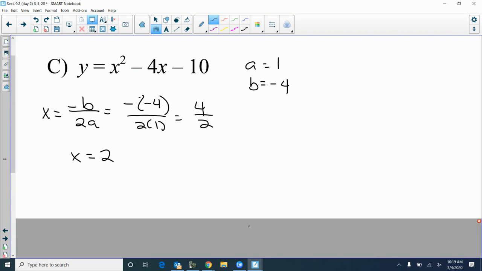To find the vertex, go ahead and plug 2 into the equation to find the y value for it. So you take y equals 2 squared minus 4 times 2 minus 10. See what you get.